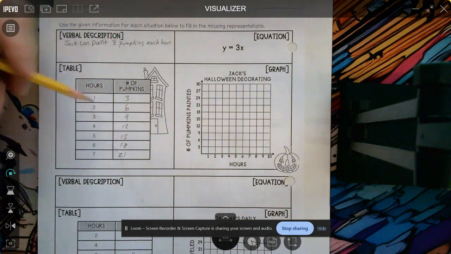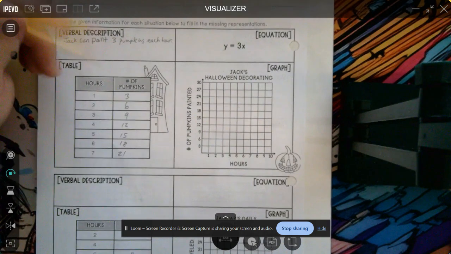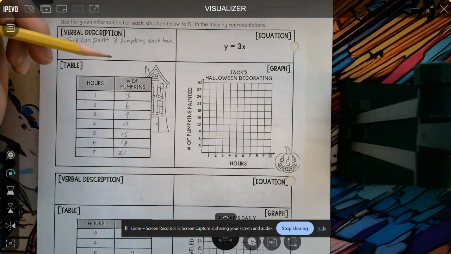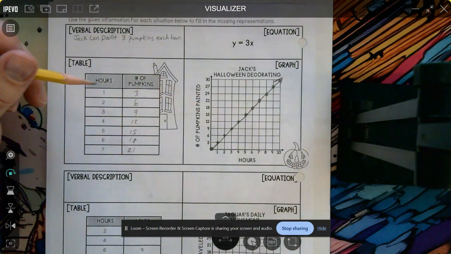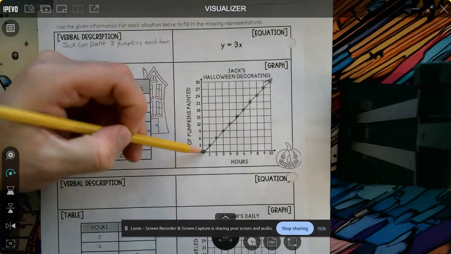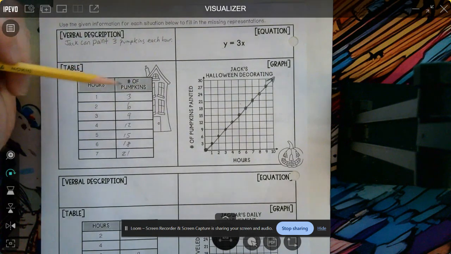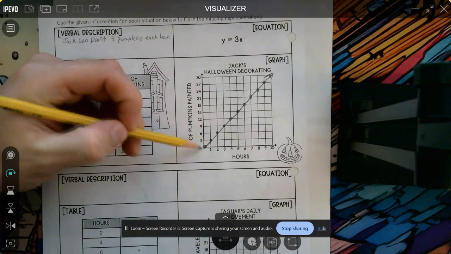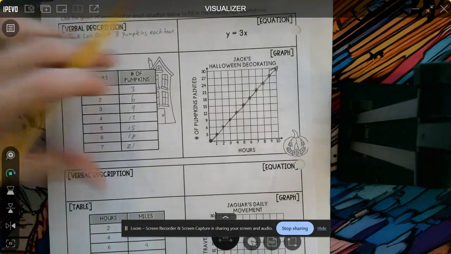Here's your table. So for every hour, you're adding 3 each time, right? So it's 3, 6, 9, 12, 15, 18, 21. And then now you need to plot these points on your graph, excuse me. All right, here's your graph. Notice I did put a 0, 0 because if Jack spends 0 hours painting pumpkins, how many can he paint? 0. So that's going to go to my origin. So that's what your graph should look like.